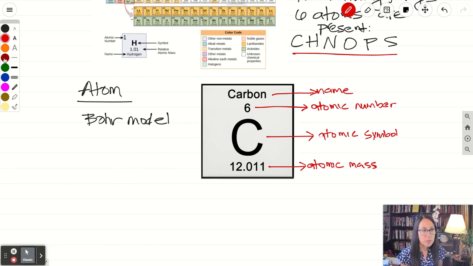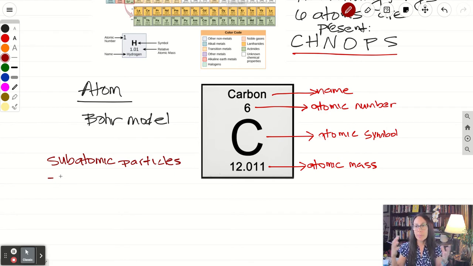Let me first tell you that there are 3 different subatomic particles. Let me make a list here. Subatomic particles. There are 3. The first one is called a proton. Subatomic particles means the parts of the atom. There are 3 parts of an atom. There are actually more than just these 3, but we're just going to go into the 3. So the first one is called a proton.